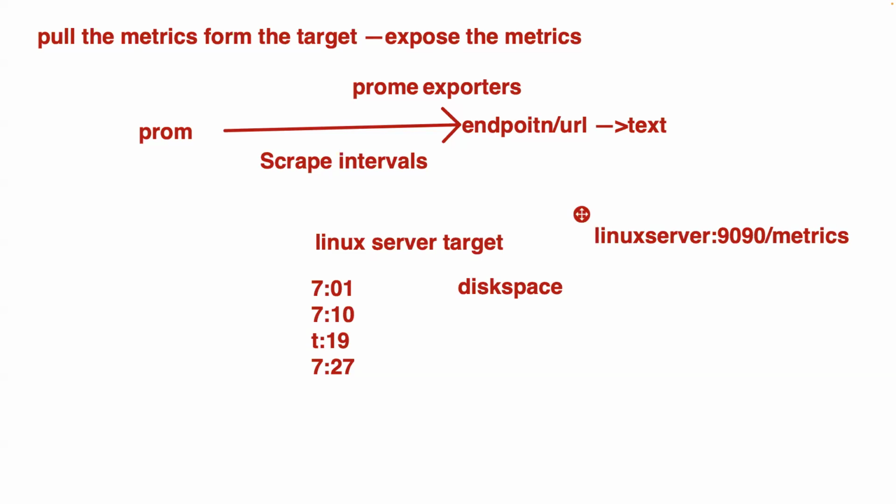Okay. We will do the lab on this. I'm giving you an overview. The whole concept is Prometheus will pull the metrics from the targets. Target should expose it to a URL and endpoint. It cannot expose by default. You have to install Prometheus exporters. Prometheus exporters, like I told you, are nothing but programs or executables or some scripts, whatever you call it.